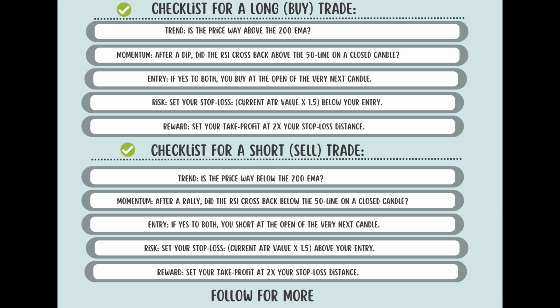Checklist for a short sell trade. 1. Trend. Is the price way below the 200 EMA? 2. Momentum. After a rally, did the RSI cross back below the 50 line on a closed candle? 3. Entry. If yes to both, you short at the open of the very next candle. 4. Risk. Set your stop loss, current ATR value x 1.5, above your entry. 5. Reward. Set your take profit at 2 times your stop loss distance.